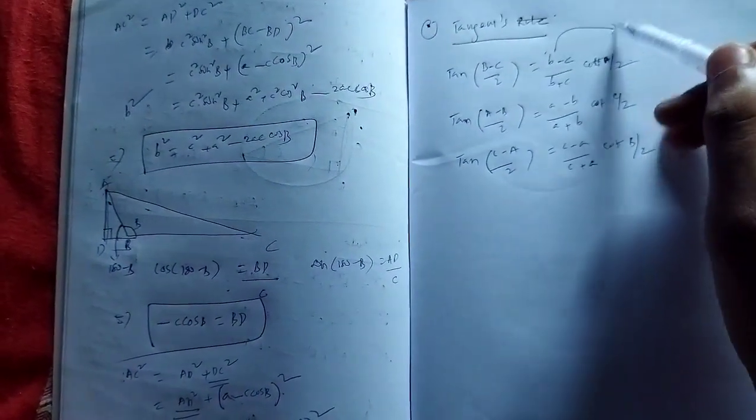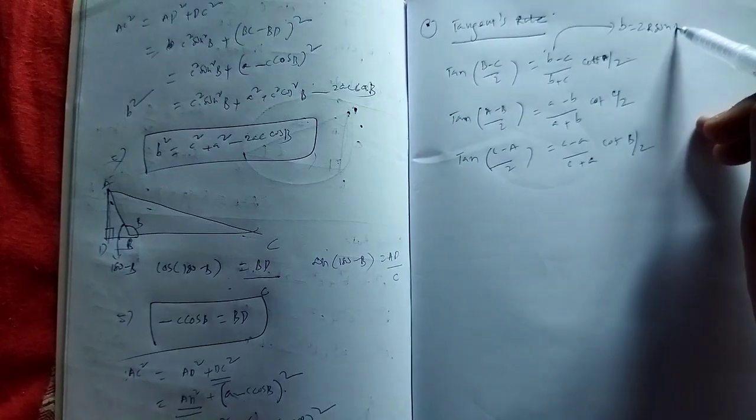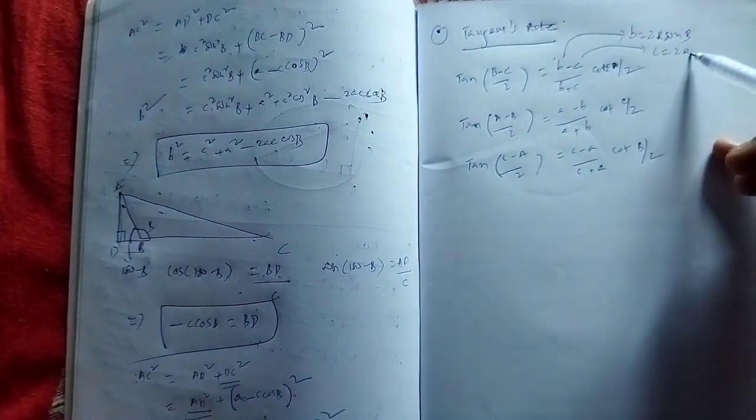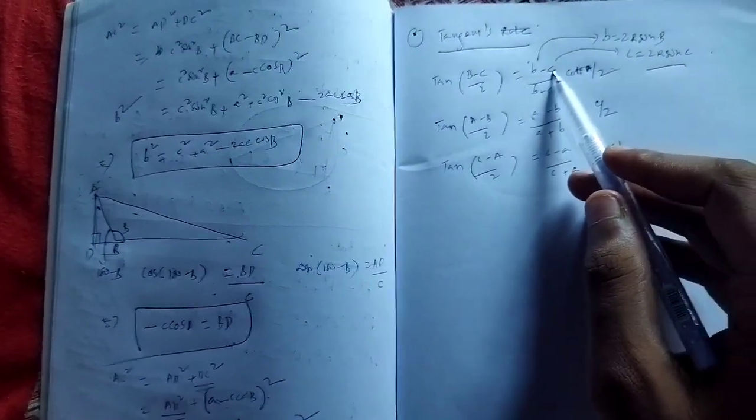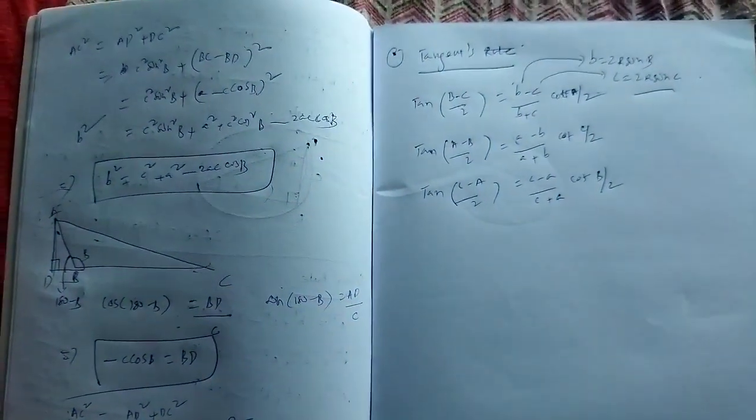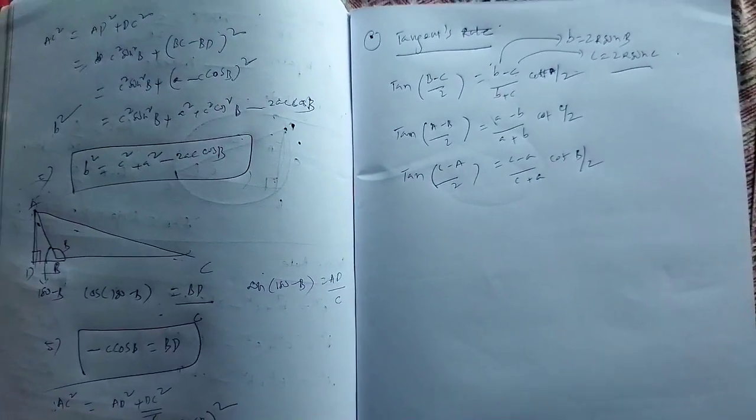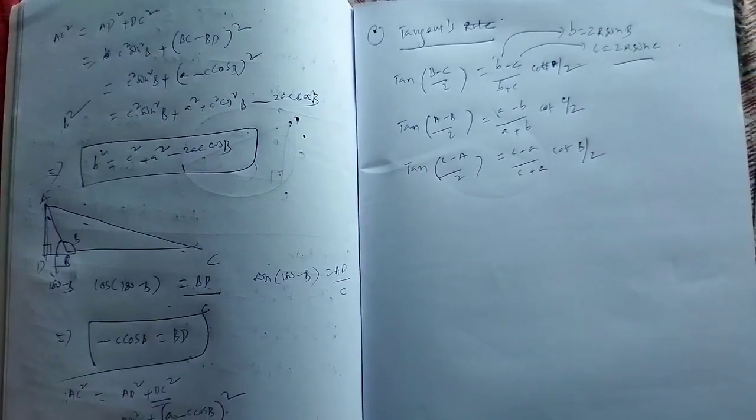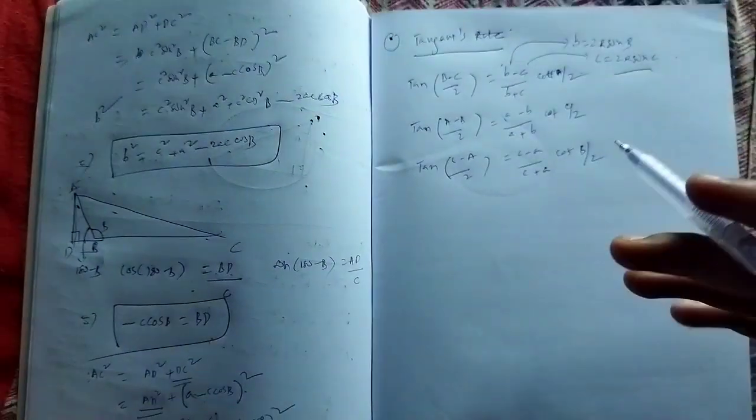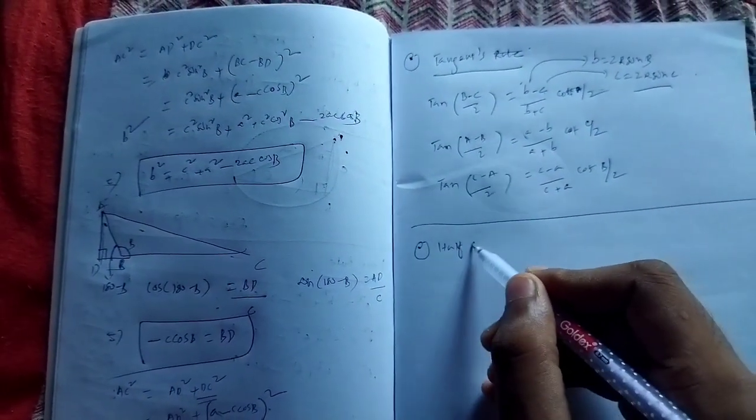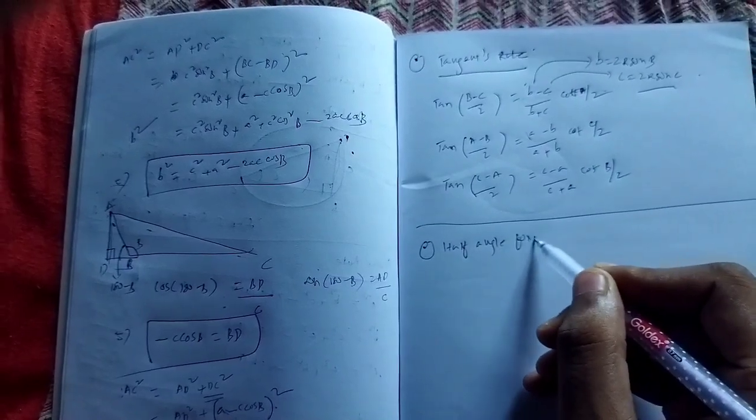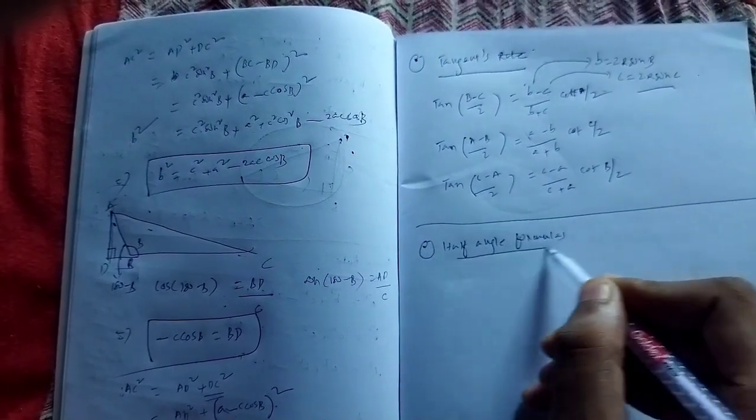By putting b equal to 2R sine B and c equal to 2R sine C, we get (sine B minus sine C)/(sine B plus sine C), and applying transformations, the sine C minus sine D formula and sine C plus sine D formula, we can prove all three formulas. It is quite simple. Let us jump into half angle formulas, right?